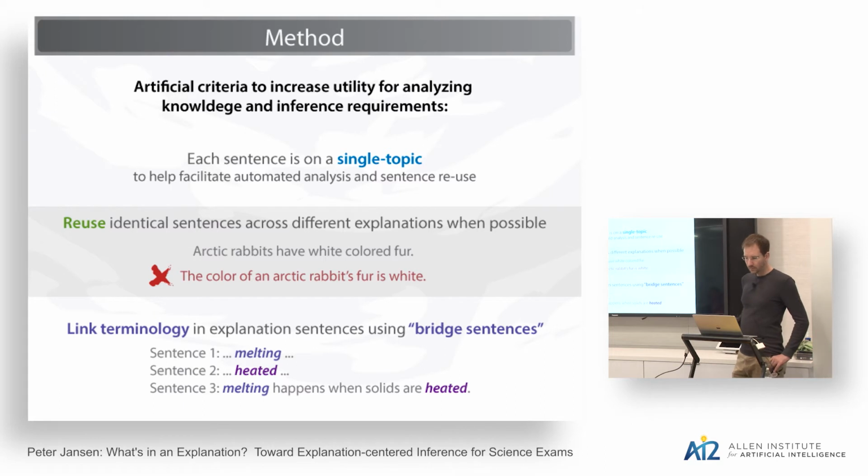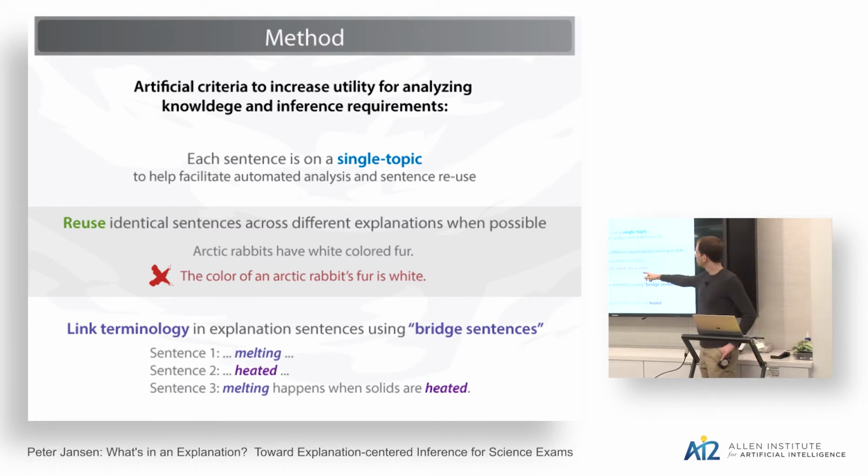together. First, each sentence should be on a single topic so that we can facilitate automated analysis. Second, we should reuse identical sentences, again, to facilitate automated analysis. So if you need to know that Arctic rabbits have white-colored fur, say it in the exact same way. Don't use different versions of it.